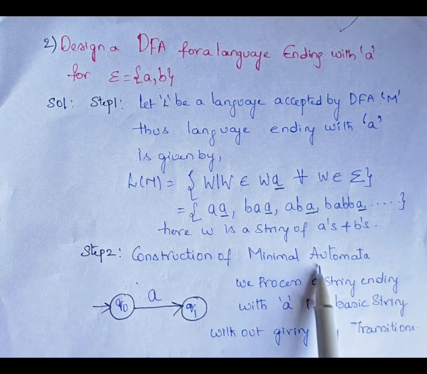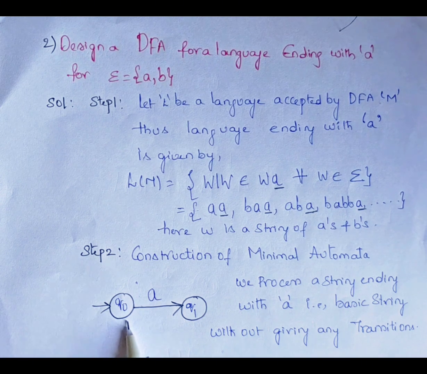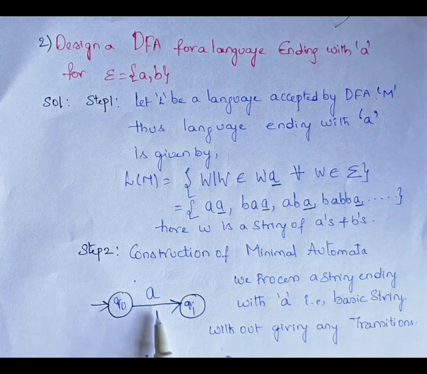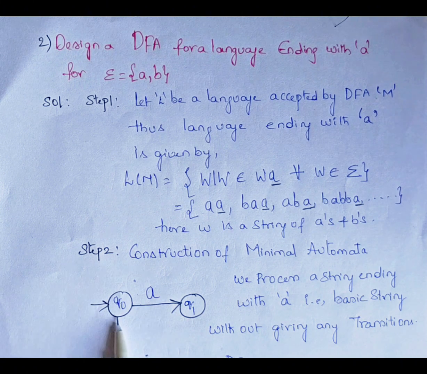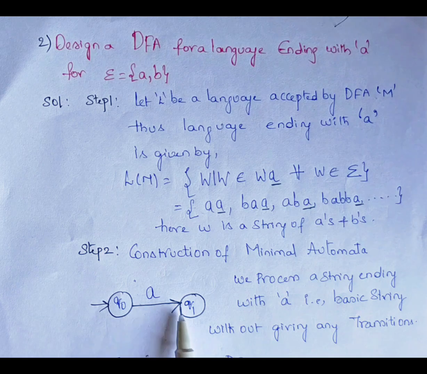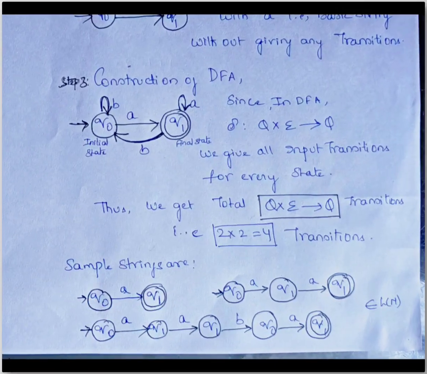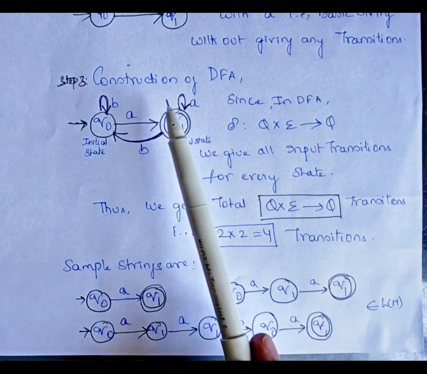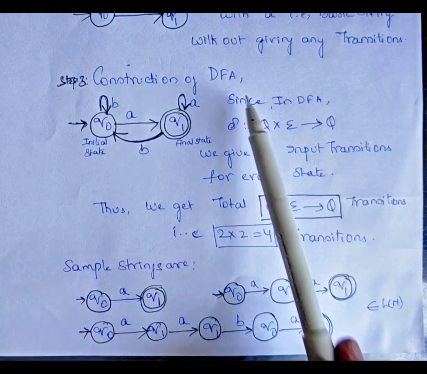Construction of minimal automata. In the minimal automata, we will generate the basic string from the initial state to the next state. So Q0, which is the initial state, upon reading a basic input symbol A, reaches the next state Q1. In the next step, we'll give the remaining transitions to the minimal automata. After constructing the minimal automata and giving the remaining transitions, in the next step we'll construct the DFA.